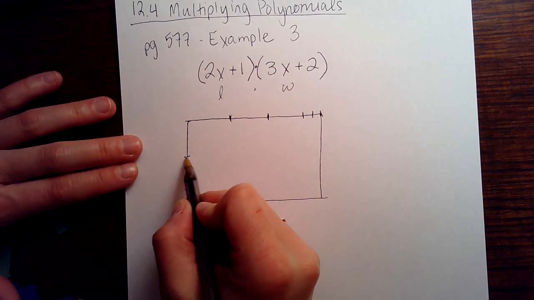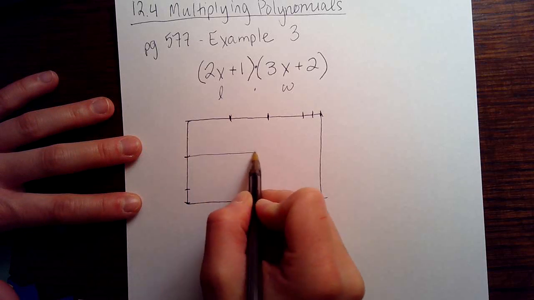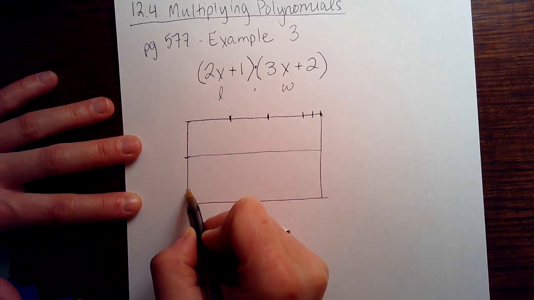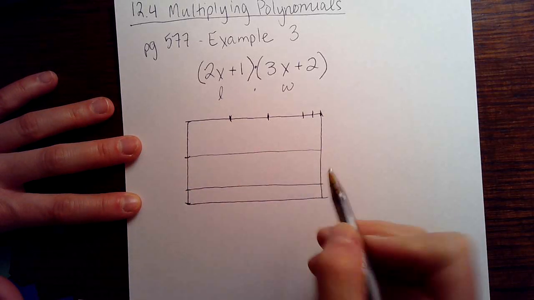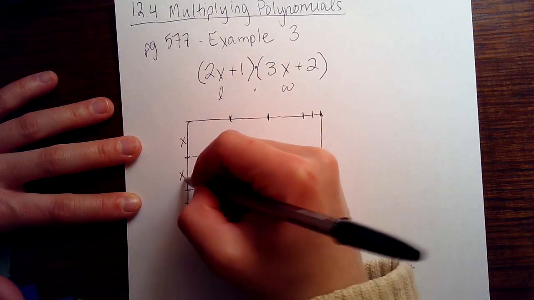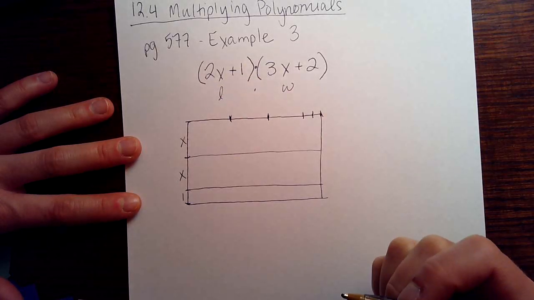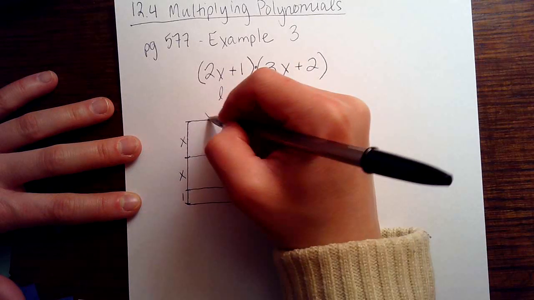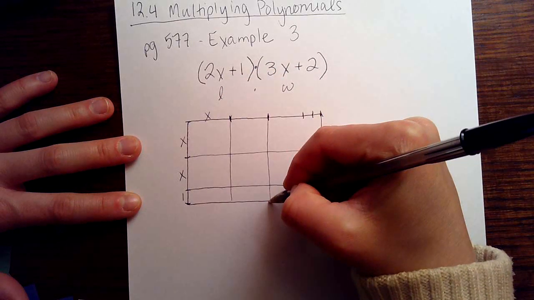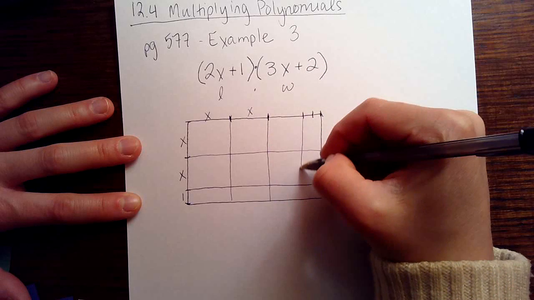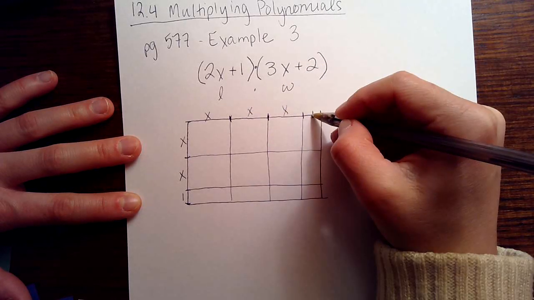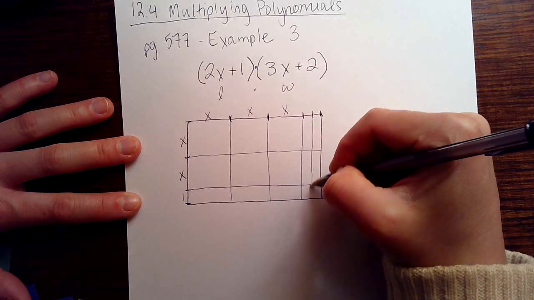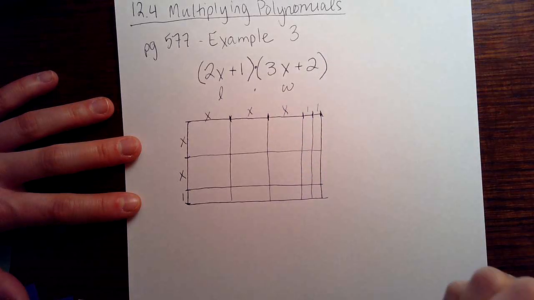And we know each of these pieces. So I know this is all the way across x, x, and 1. So x plus x plus 1 is 2x plus 1. And again, the width is x plus x plus x plus 2, 1 and 1.